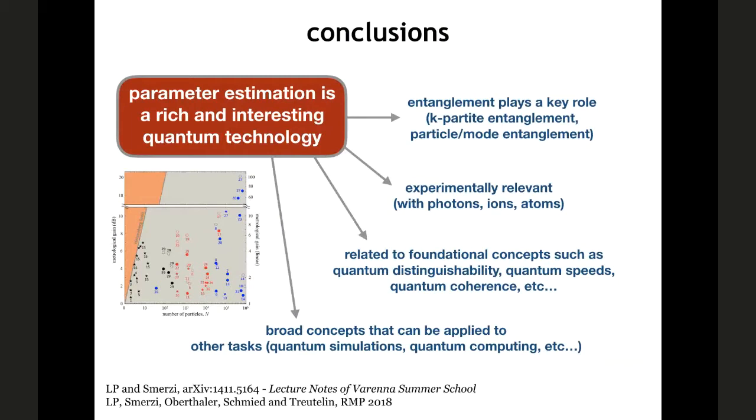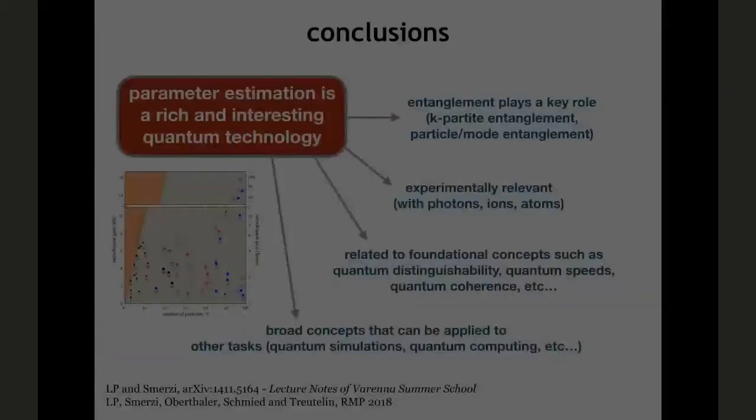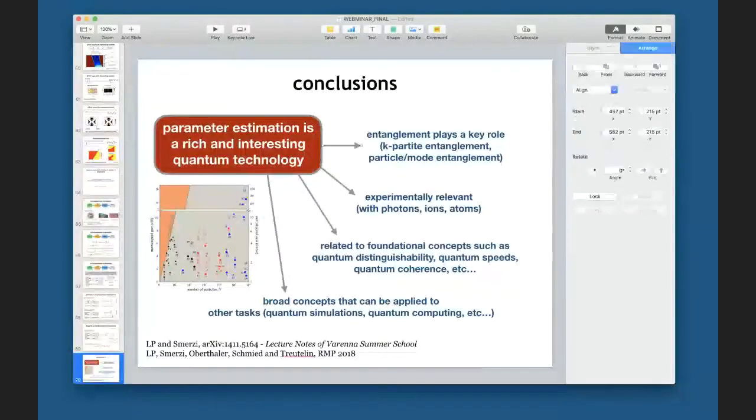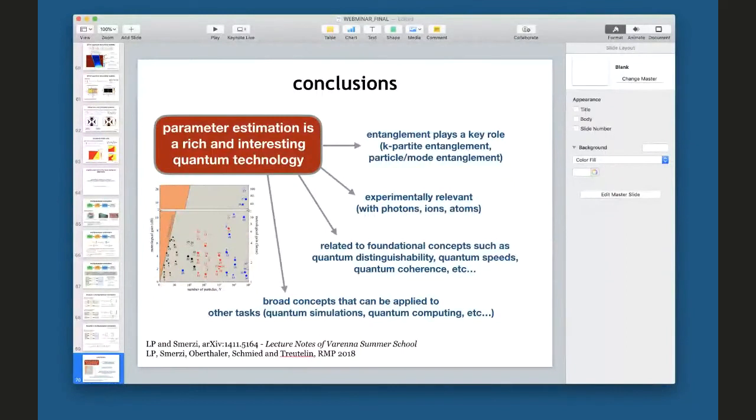Yeah. Okay. Let me, the signal is a little bit disturbed. So I repeat the question. So your question is whether there is experimental activity on multi-parameter estimation.